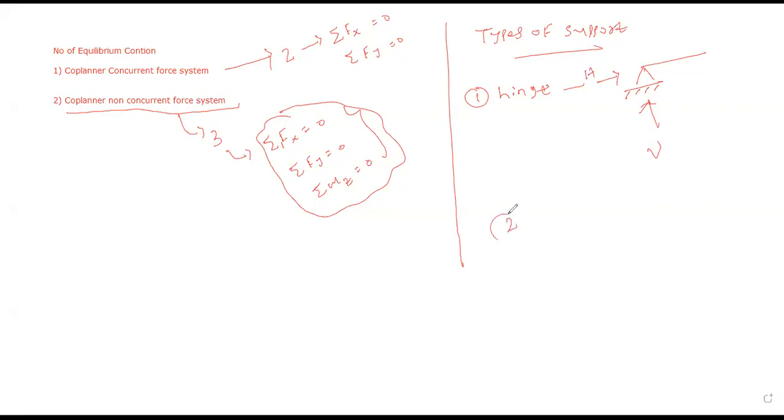Second is the roller support. Symbolic representation is just like this. It contains only one reaction, normal to its surface, as we have discussed. And the third support is a fixed support. Symbolic representation is just like this. It carries three reactions: vertical, horizontal, and moment. Now, why three reactions? Why two reactions? Why one reaction? We have already discussed this in the day before yesterday's lecture. Yes or no? If you don't know, please go through the recording. You will get all the concepts.